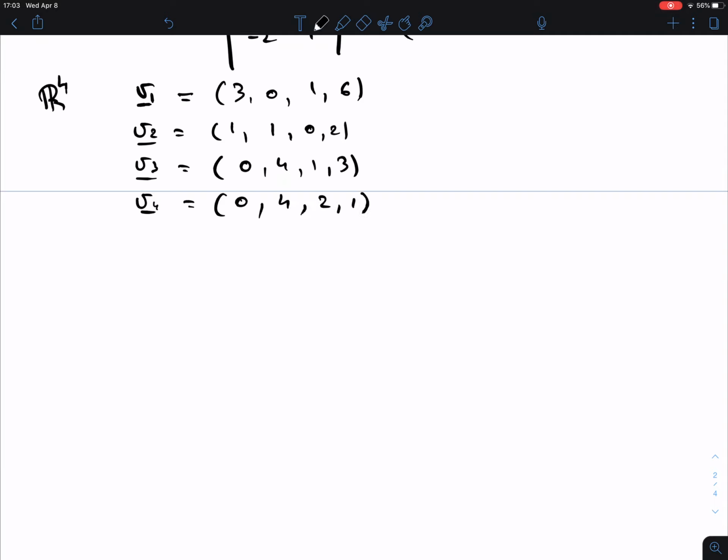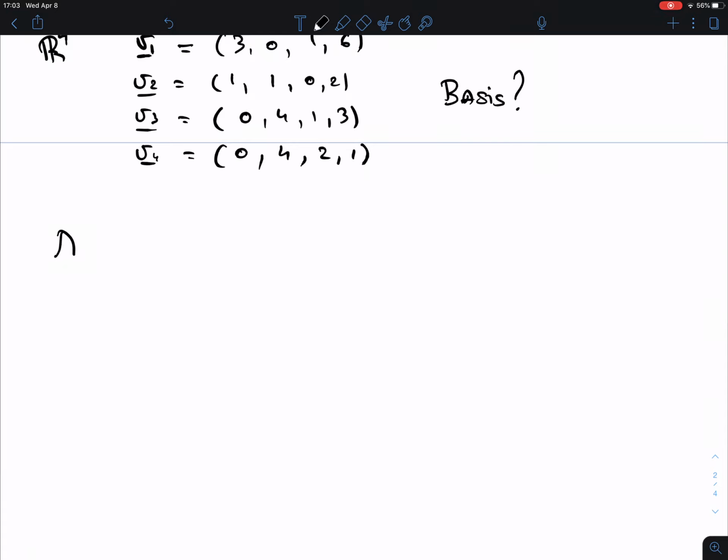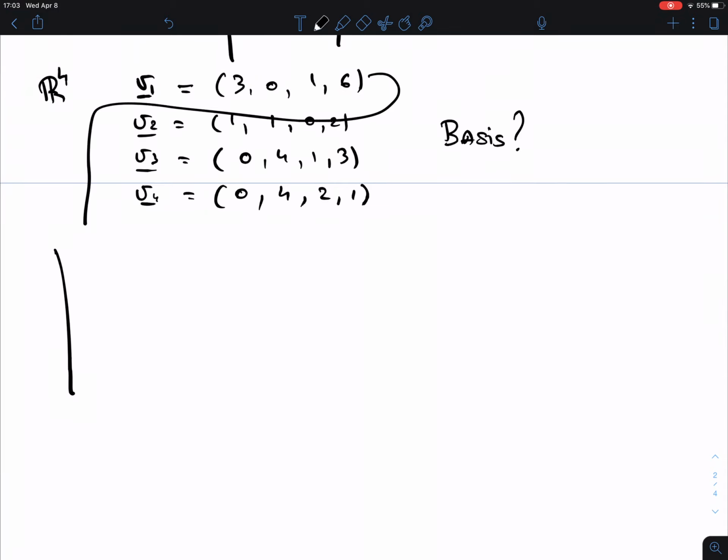Okay? So the question: is this a basis? Solution: put it all into a matrix and calculate the determinant. Let me write it immediately as a determinant. So we want to calculate this here. But remember, these become the columns. So 3, 0, 1, 6, etc. Then 1, 1, 0, 2. That's a small thing you have to pay attention to. Then 0, 4, 1, 3, and 0, 4, 2, 1.